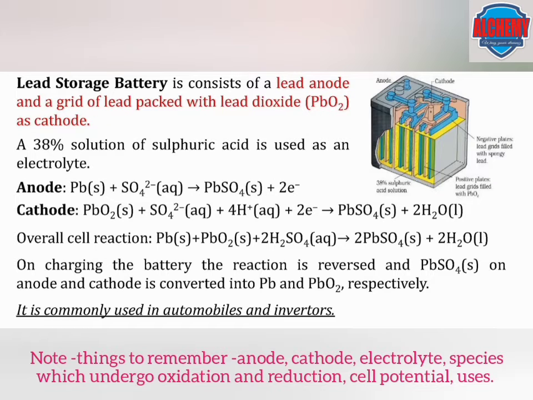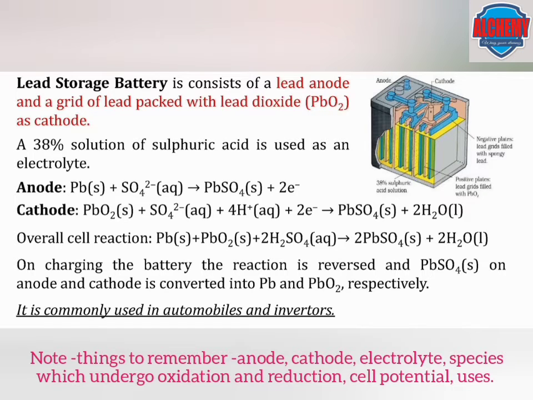Next, we will discuss secondary cells. The prime example of a secondary cell is the lead storage battery. The lead storage battery consists of a lead anode and a grid of lead packed with lead dioxide as cathode. A 38% solution of sulfuric acid is used as the electrolyte.